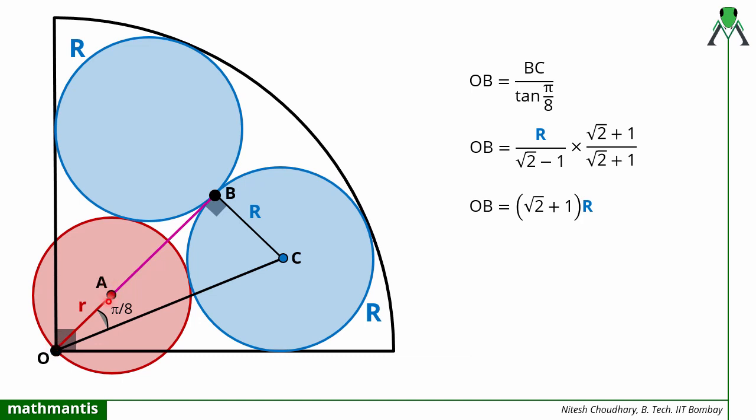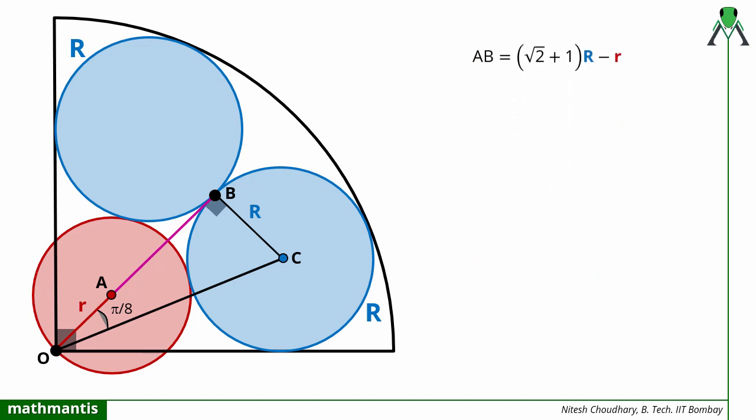So from here we can define the length AB. Now why are we defining length AB? Because we will use that length in another triangle. Let's see how we do that. So now AB length can be defined as OB minus R, or we can say that OB is nothing but R plus AB, that is root 2 plus 1 multiplied by capital R. So AB is root 2 plus 1 multiplied by capital R minus small r. So this is the length we have found.